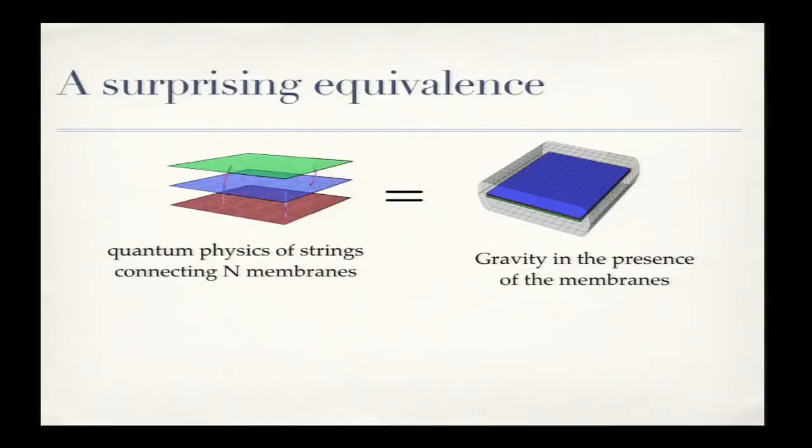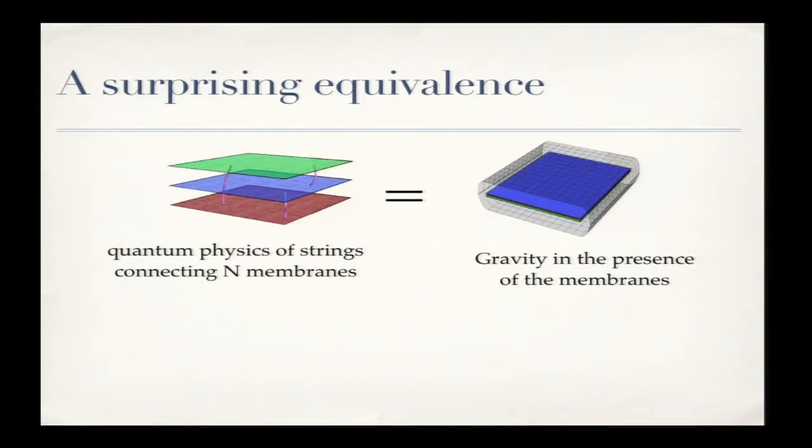So how can we figure out the quantum answer? Well, we can figure it out indirectly using a surprising and pretty amazing equivalence, which in itself would deserve its own talk. So far I've been talking about these membranes as having strings stretched between them, and I've been talking about the quantum physics of these strings. However, these membranes are very big. And if they're very big, they must be very massive.